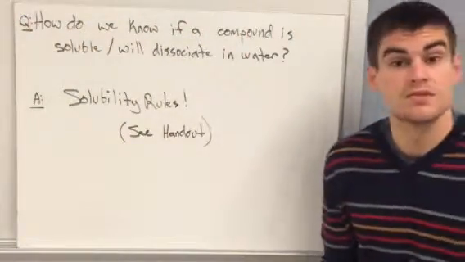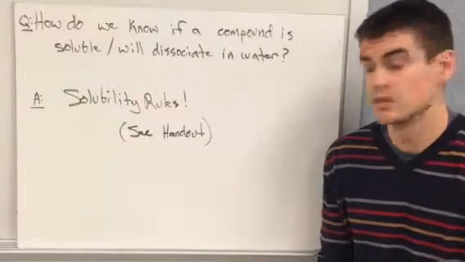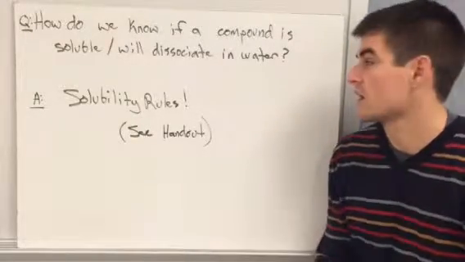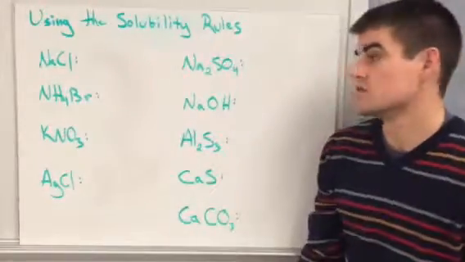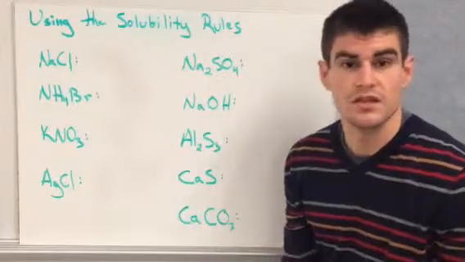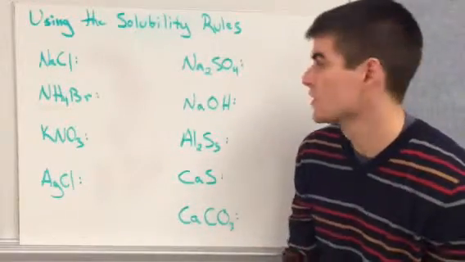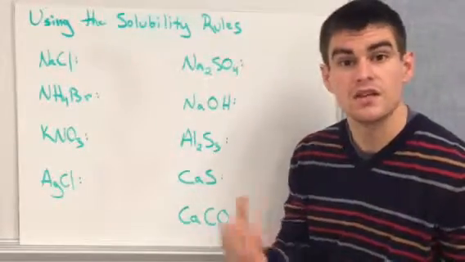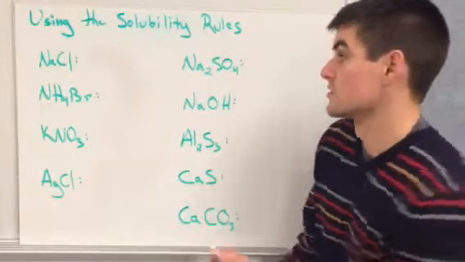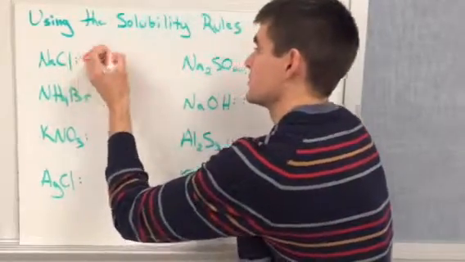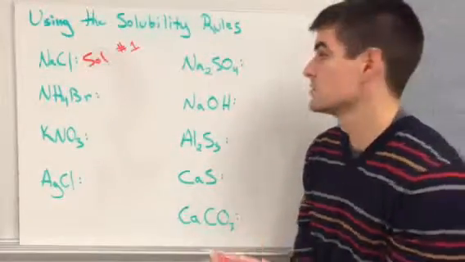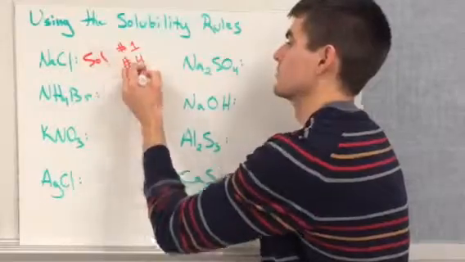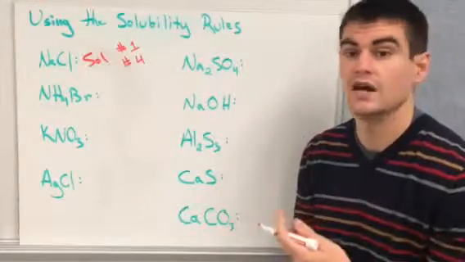So how do we know if something is soluble, or if something will dissociate into its ions? Solubility rules, and you have a handout for this. So using that handout, using those solubility rules, here's some examples of how you would do this. I find my compound, HCl, and I look for rules that apply to that. This one is soluble because of rule 1, talking about group 1 metals, and also rule 4, talking about those few halogens.